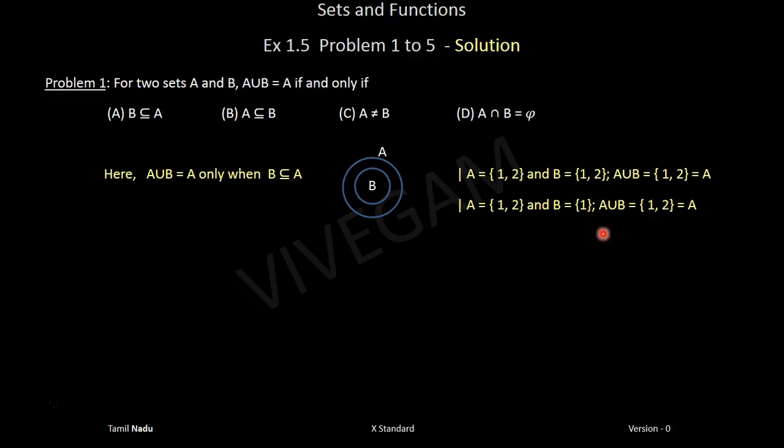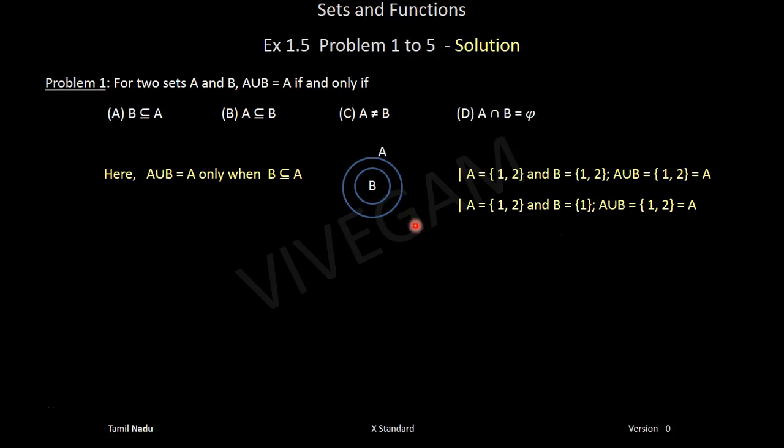Now take another case. A is elements 1 and 2 and B is element 1. So it's only 1. So B is a subset of A. And what is A union B? Again 1, 2, which is A. You got it? So A union B will be A in a case where B is a subset of A or B equals A. That is why this is the option which is correct for us: B is a subset or equal to A. I hope it's clear. I think this example will bring clarity, if not the Venn diagram.